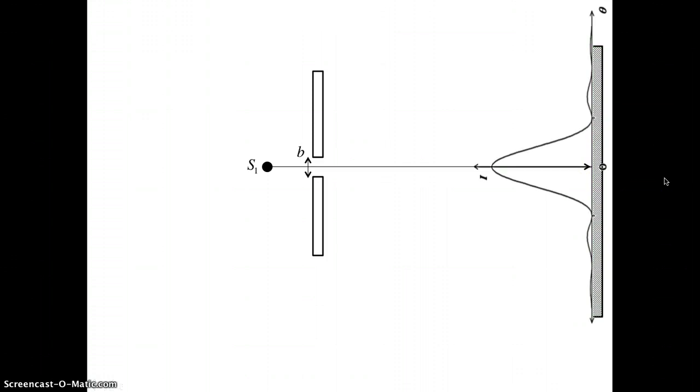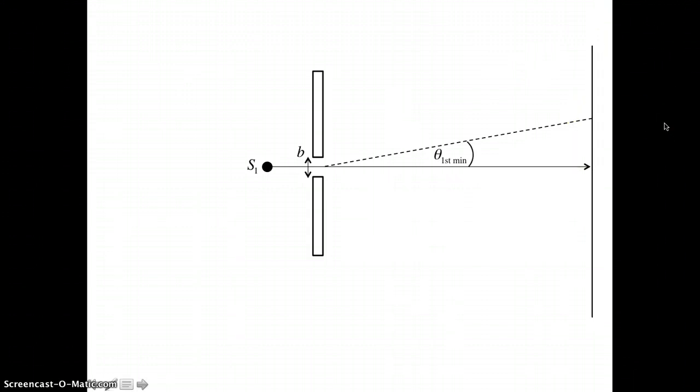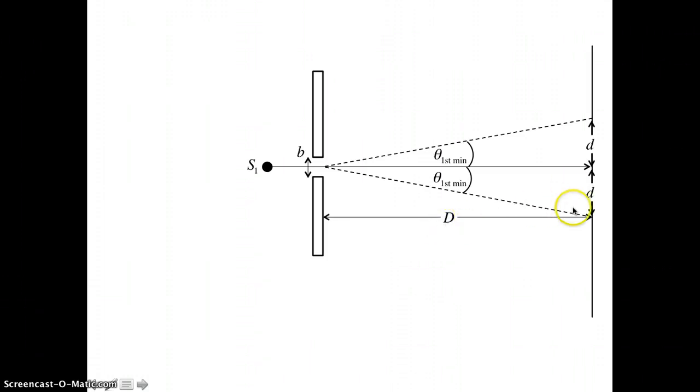We can plot how bright the light is with an intensity graph. Really bright means the graph is high. So we flip the graph on its side so that we put it on top of the screen. Right here, I've just drawn a dotted line to the first dark spot where intensity drops to 0, so no light there. We can mark that angle, theta, of the first intensity minimum, and let's mark it on the other side. This distance we call d, and we can mark it on both sides. A much larger distance is from the slit to the screen. We call that big D.